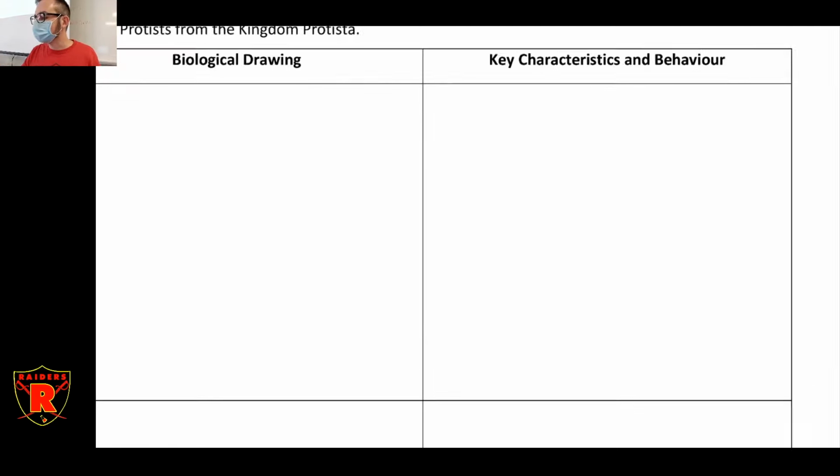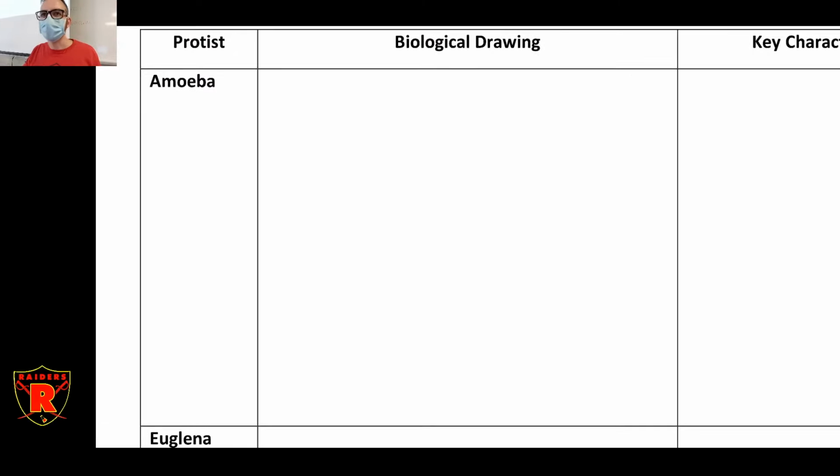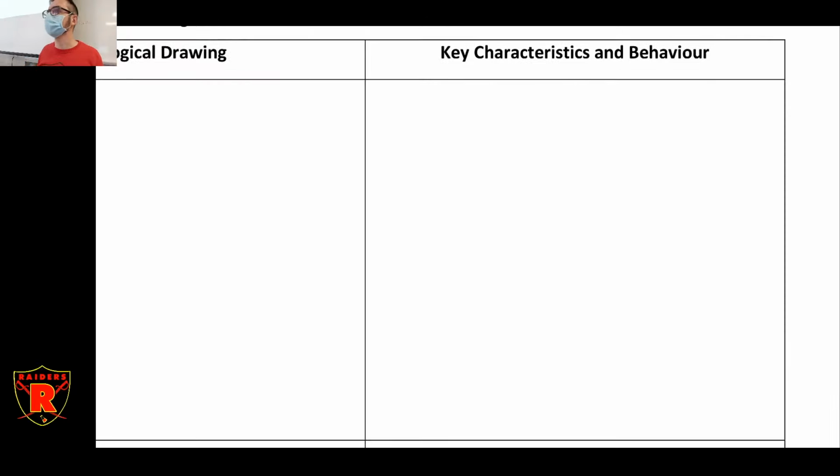And then what I'd like you to find out, just do a little bit of research, this would be easy to find, is what are the key characteristics of that organism? How do you know you're looking at an amoeba? How does it move? What are the organelles that you can clearly see on the amoeba under the microscope? Okay, what are its key characteristics and what does it do? Does it eat things? Does it do photosynthesis? What are its key behaviors?